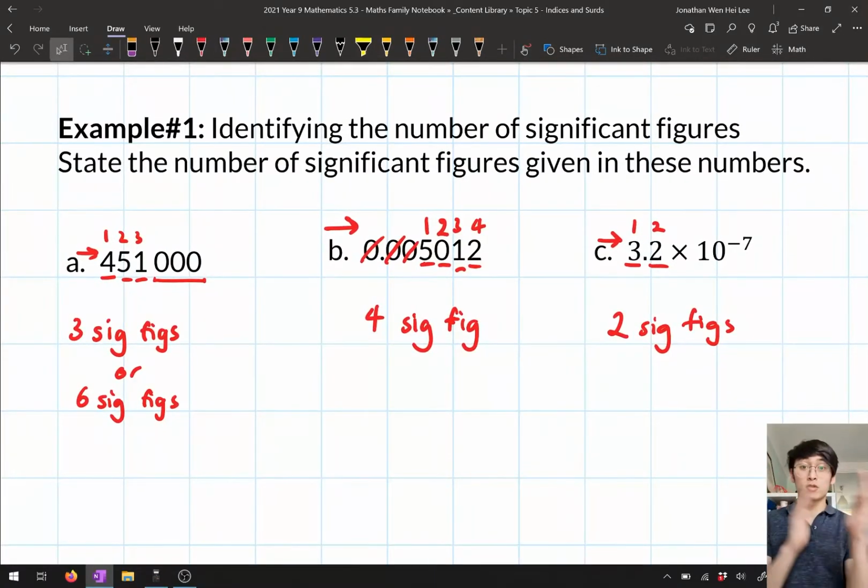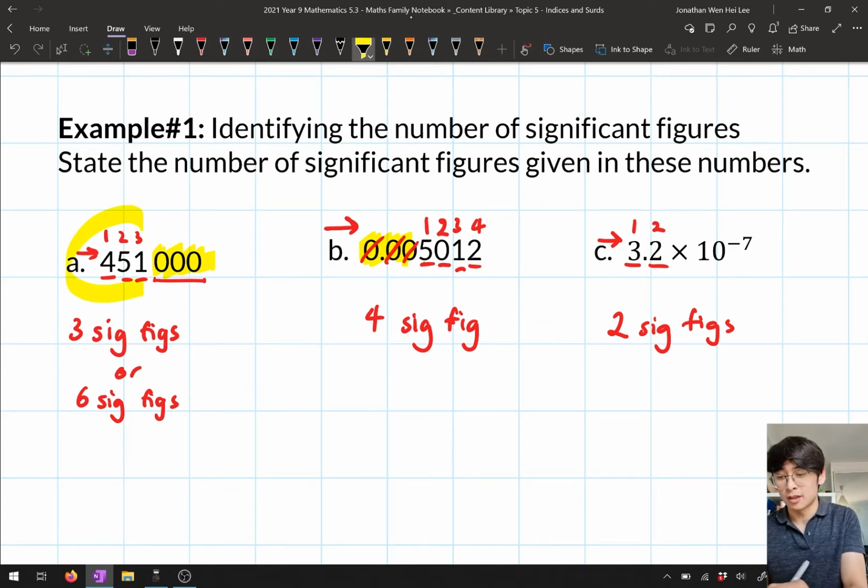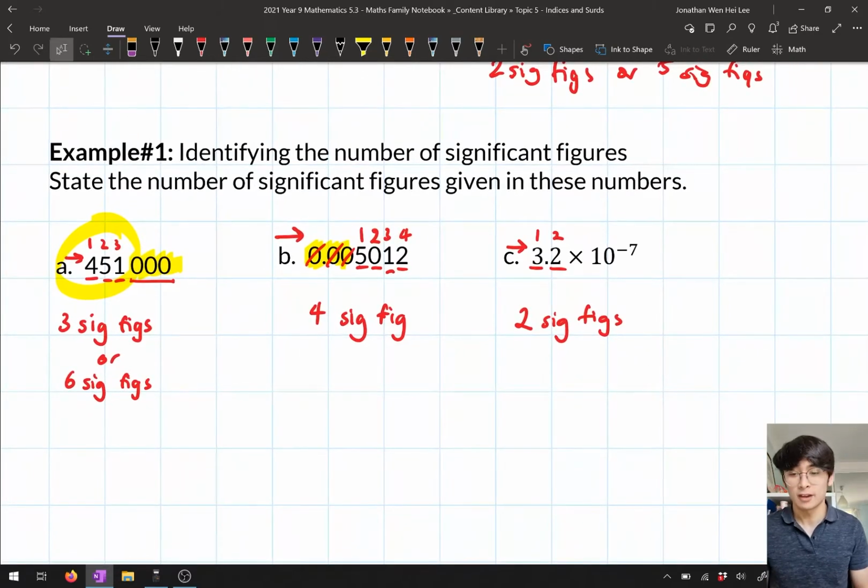With significant figures, we start from left to right of our number, and we count how many significant figures there are. So we exclude leading zeros. If there's zeros at the front, just like in the second example, up until that first non-zero number, we ignore those. And if there's trailing zeros, like in the first example, we can't be sure. And so we need to say that it's either 3, which is how many non-zero numbers we had before that, or 6, because we can't tell. Okay, so that's identifying the number of significant figures.